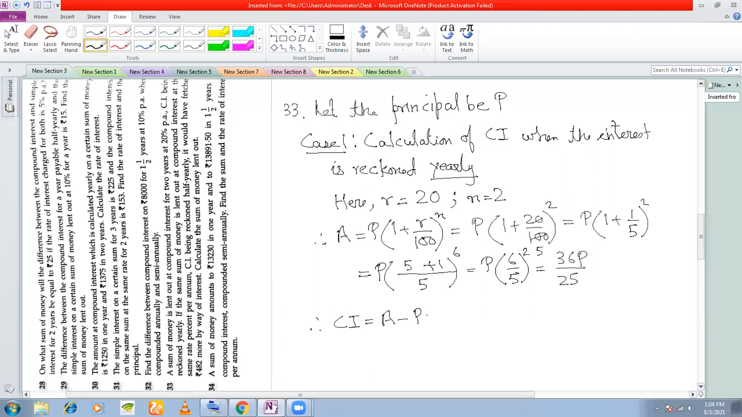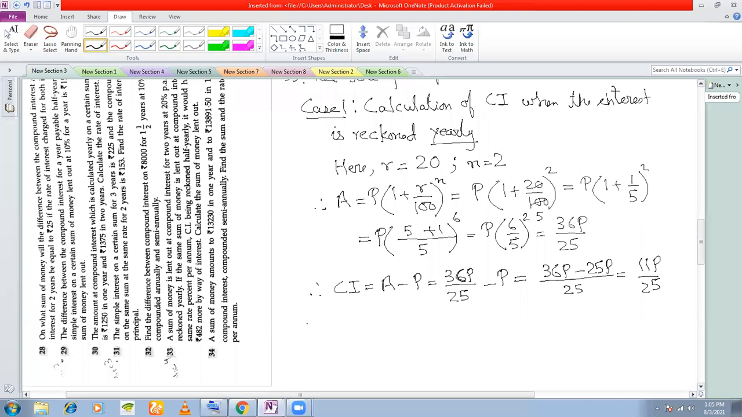Therefore, what is the compound interest? A minus P. So 36P by 25 minus P. Take the LCM. 36P minus 25P. So this is 11P by 25. This is the compound interest on a yearly basis when it is calculated on the principal P.